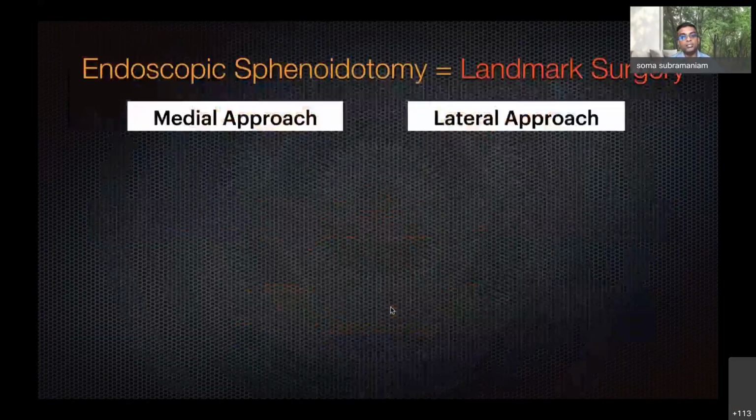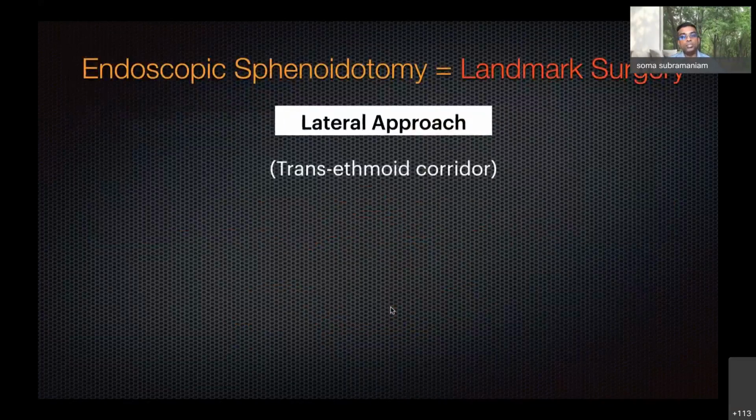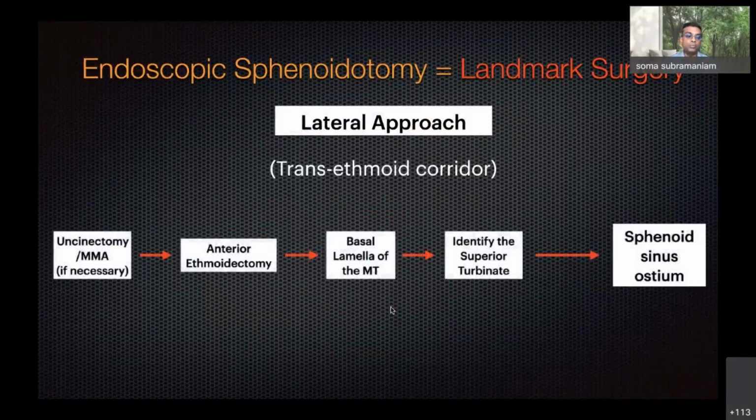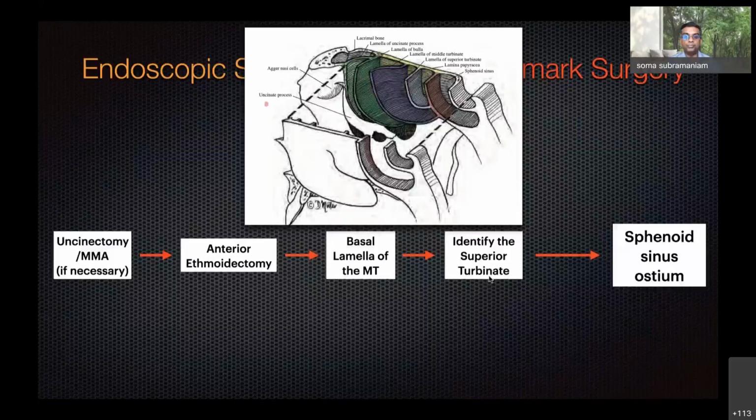All right, so let's look at how we will exactly do this for the lateral approach, the most common approach. All of us surgeons are familiar with this, and for trainees, we will first do an uncinectomy, medial antrostomy, proceed to an anterior ethmoidectomy, identify the basal lamella of the middle turbinate, go through that, identify the superior turbinate, and identify the sphenoid sinus ostium.